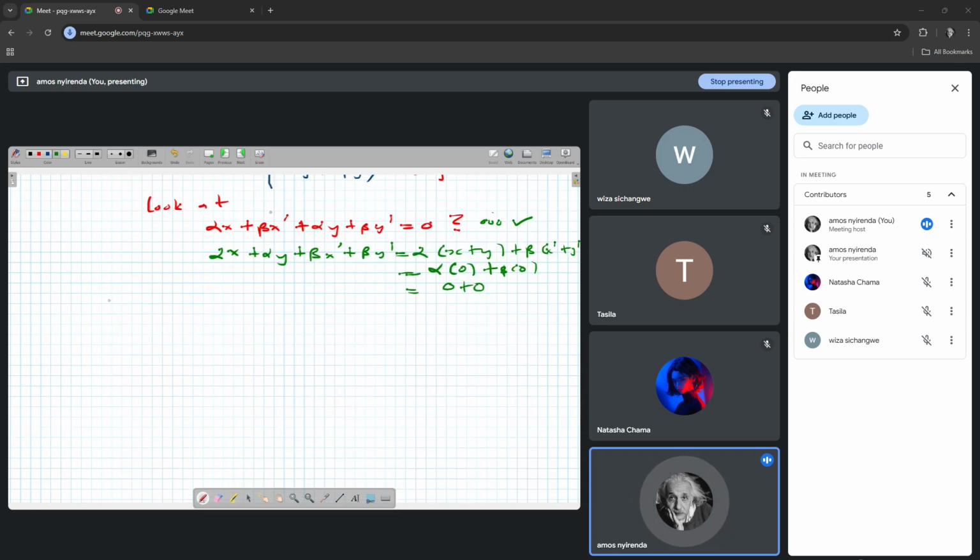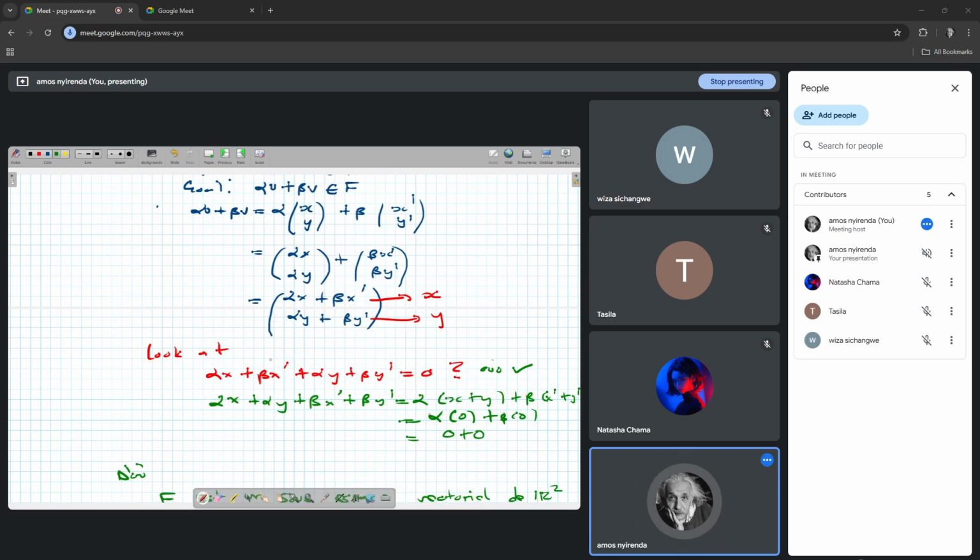Now the conclusion here is d'où F est un sous-espace vectoriel, de quel espace? De l'espace R2. Like so. C'est très très facile. Okay? So is it clear?